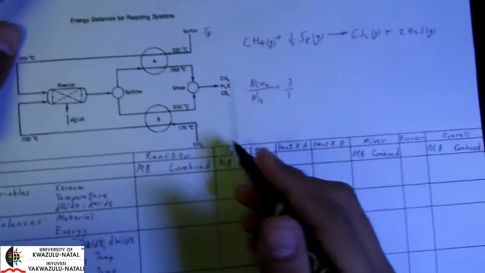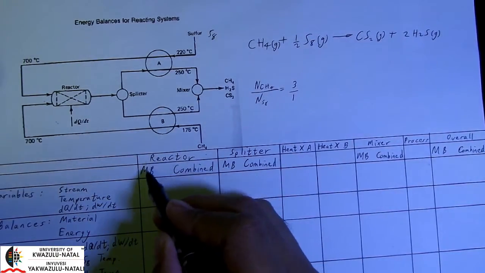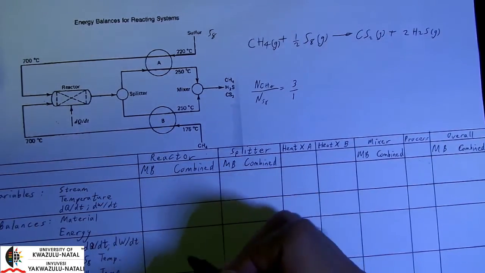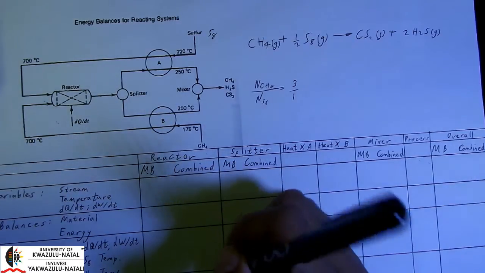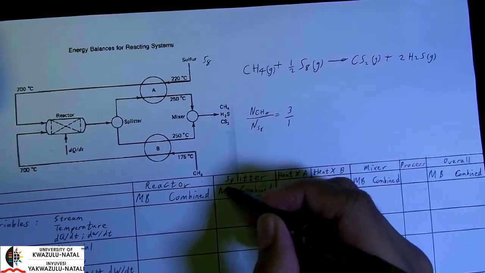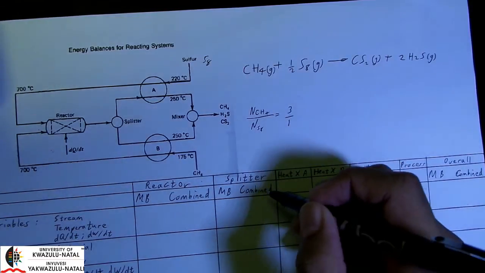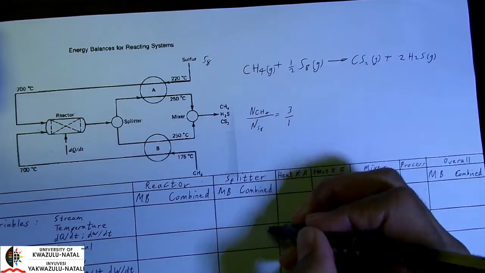Okay, so now in the case of our reactor, we will need to perform a degree of freedom analysis by looking at mass balancing only and the combined mass and energy balancing. The same with the splitter. We can consider just the mass balance, or we can consider the combined mass and energy balance.